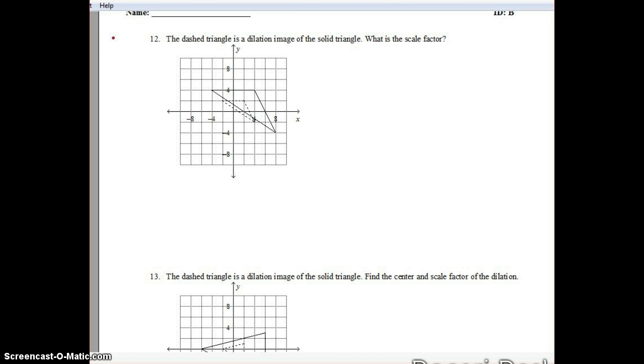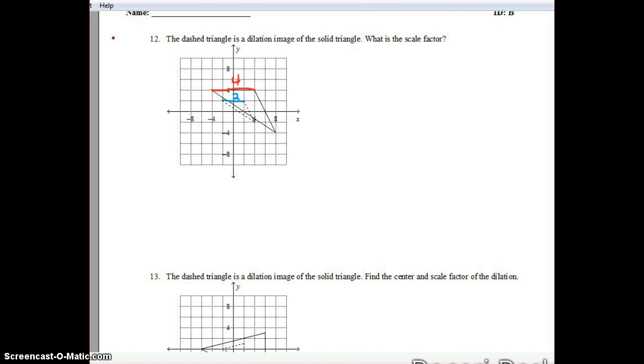Number 12 asks us, it says the dashed triangle is a dilation image of the solid triangle. What is the scale factor? This is something we didn't really talk about, but this goes along with our translations, and I think it's a pretty easy concept. All I'm going to do is take corresponding sides of my figure. The side of the solid triangle has 1, 2, 3, 4 units in width there, and then the corresponding side of the smaller triangle is 2.